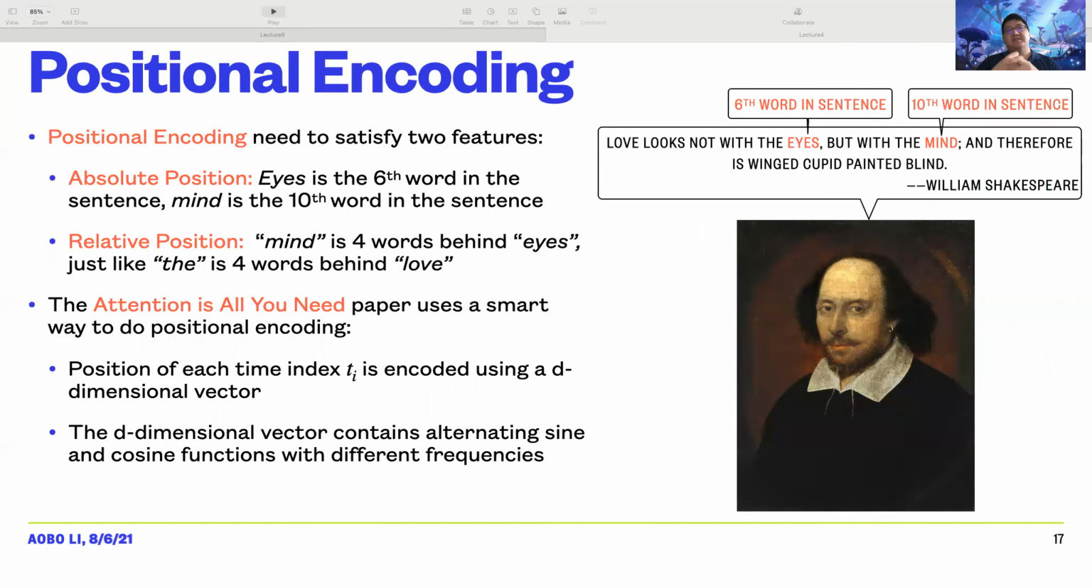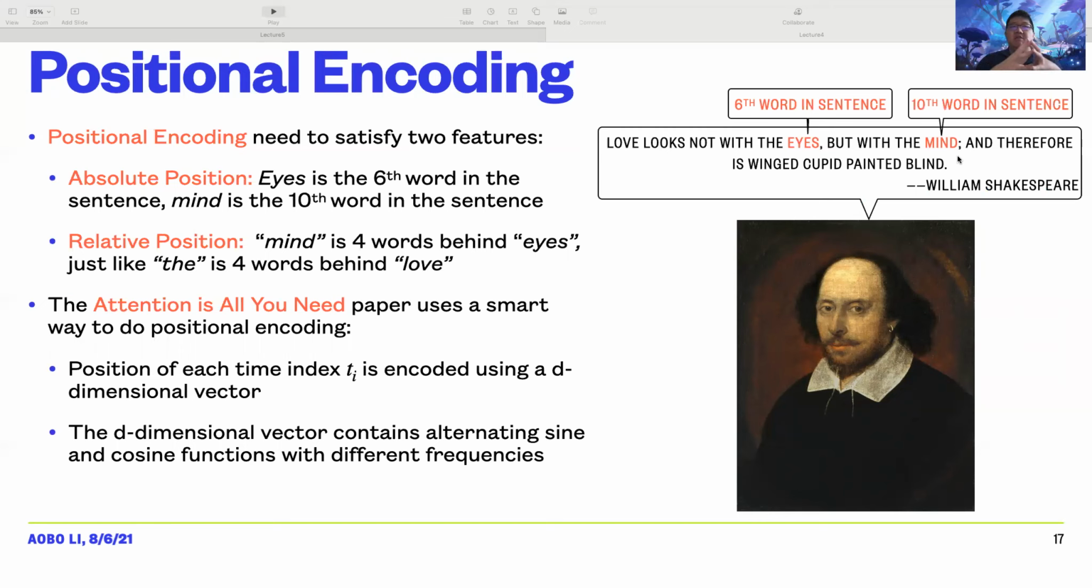Okay, so what is positional encoding? Positional encoding needs to satisfy two features. The first feature is called absolute position. The second feature is relative position. So let's look at this sentence again. Love looks not with the eyes, but with the mind, and therefore is winged Cupid painted blind.